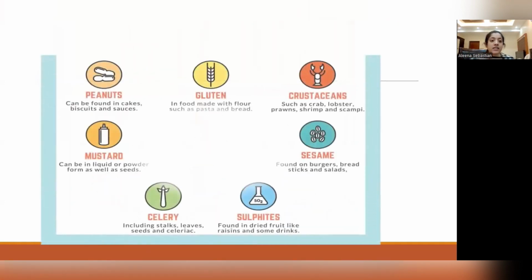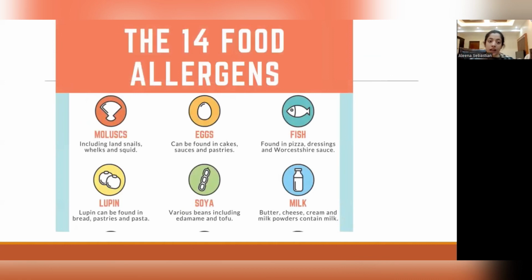Then the next set has peanuts, then gluten, which is found in flour, crustaceans, which include crab, lobster, prawns, and shrimp, then mustard, which can be in liquid or powder form as well as seeds, then nuts, including cashew, almonds, and hazelnut, sesame, which is found in toppings of burgers, bread sticks, and salads, celery, which includes stalks, leaves, seeds, and celeriac, then sulfites, which are found in dry fruits like raisins and some drinks. You should have a clear idea of these 14 food allergens. They are usually asked in food safety exams, so know which all are the allergens.